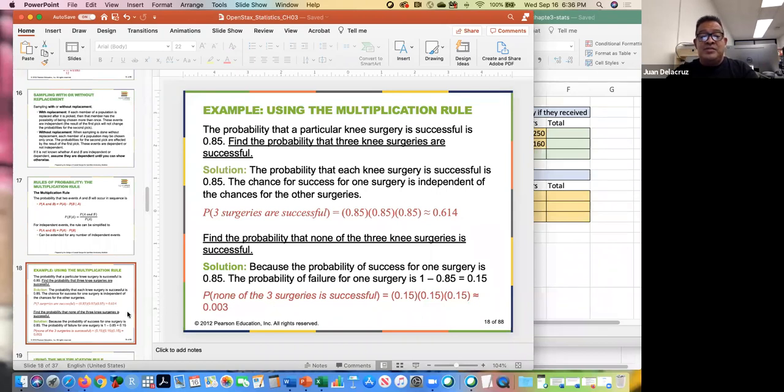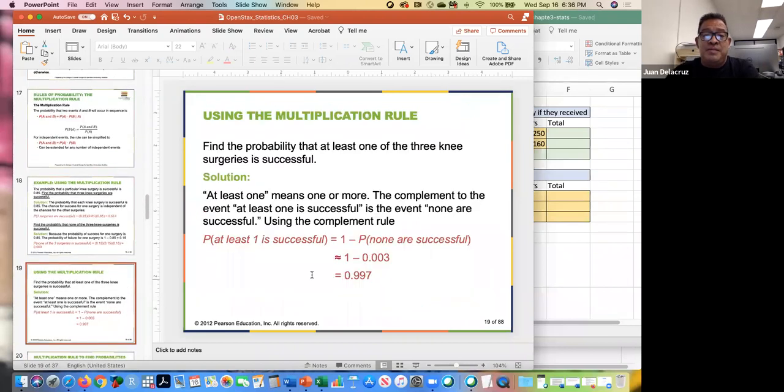We also mentioned that by using the principle of the complement, we can find the probability that at least one of these 3 knee surgeries is successful. If we have the non-successful case and we want at least one, we are going to have 99.7%.